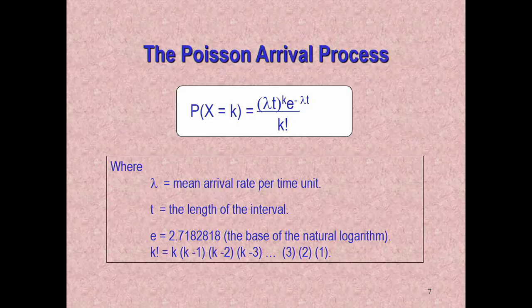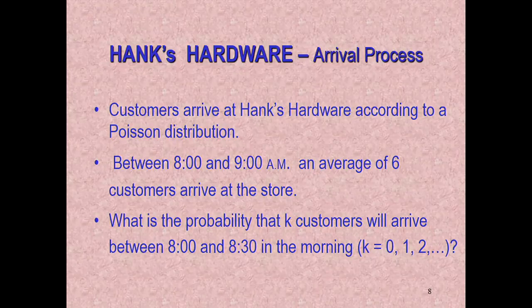Okay, that symbol there is lambda, and that's the mean arrival rate per time unit. So if I say 10 customers per hour arrive to our restaurant, that is lambda, or a customer per minute. That's what lambda is. Now, let's look at an example.